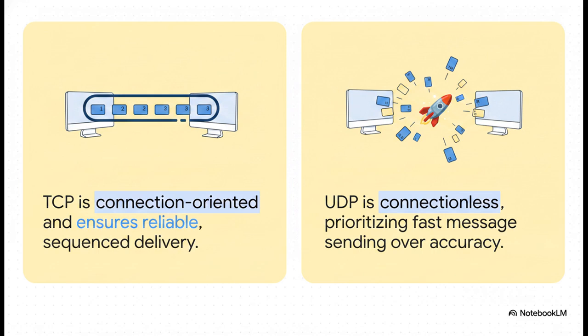UDP, on the flip side, is connectionless. It just blasts the data out there as fast as humanly possible without even checking to see if it arrived perfectly. So, if you're sending a critical business email, you use TCP. But if you're live streaming a fast-paced video game where speed is way more important than dropping a single frame, you absolutely rely on UDP.